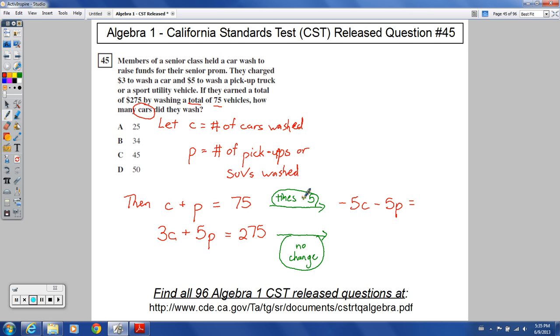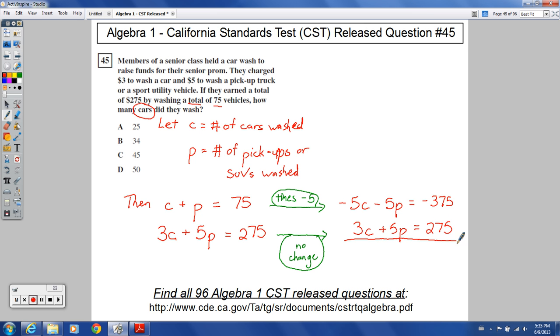and then if you've got 75 times -5, I know 70 times 5 would be 350, and I know 5 times 5 would be 25. If I put that together, I get 375. So I have minus 375 right here, since it's a negative times a positive. And then down here, 3C plus 5P equals 275. No change on that one.